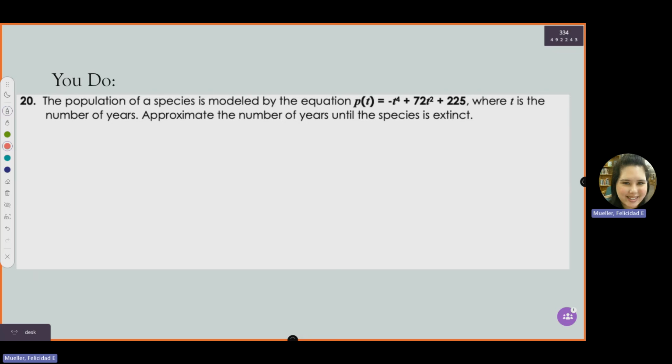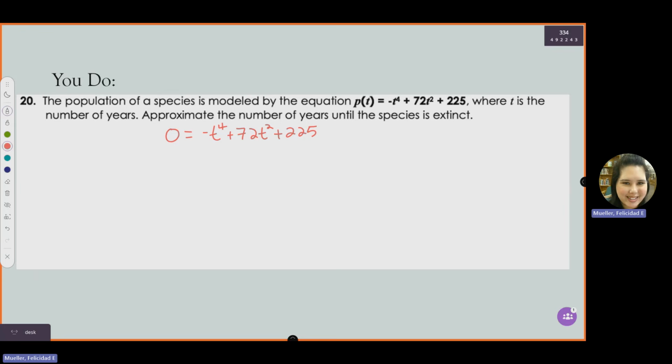All right, let's take a look here. So we have P of t. When is it expected to go extinct? So that would mean I have a population of 0. So we're going to do 0 equals negative t to the 4th plus 72t squared plus 225.